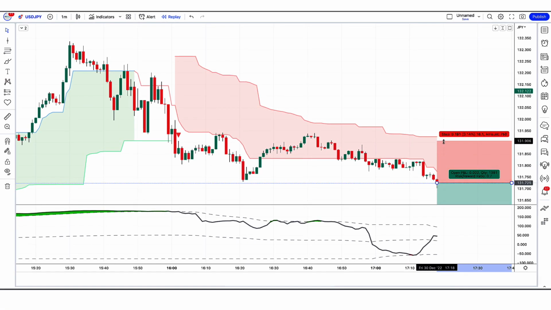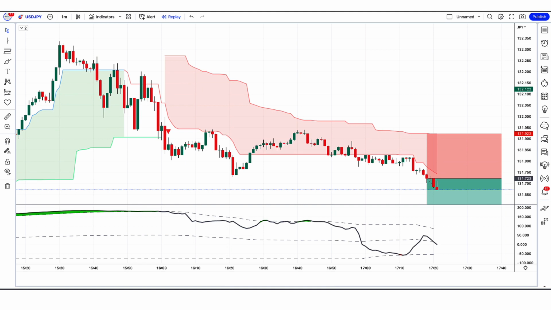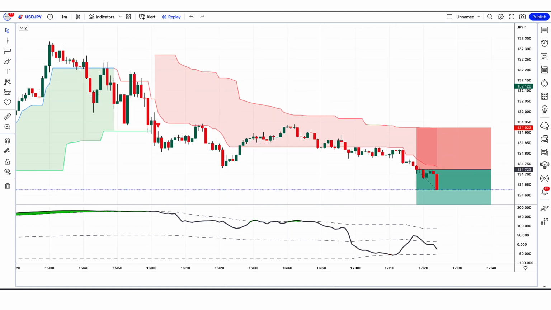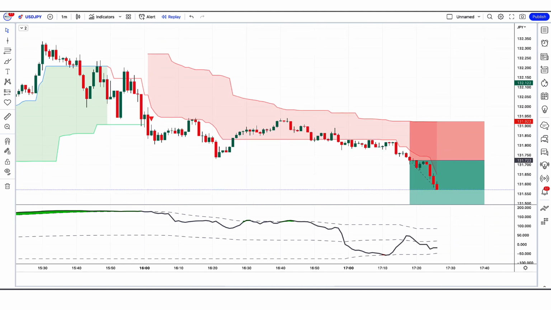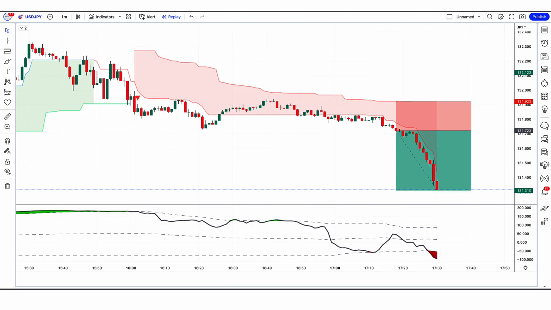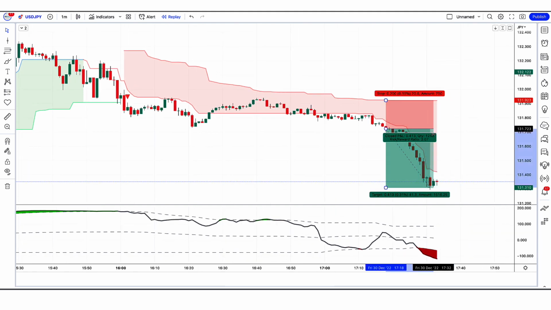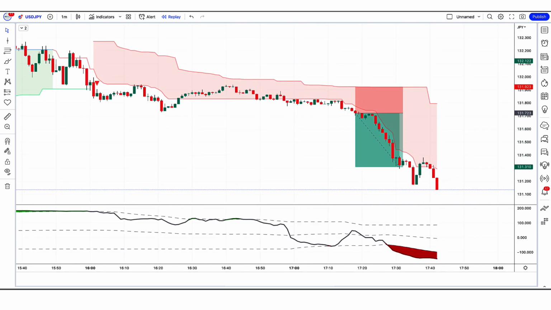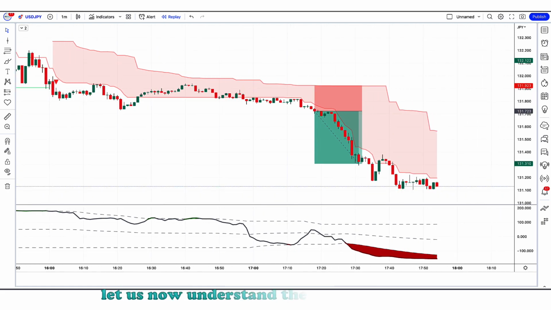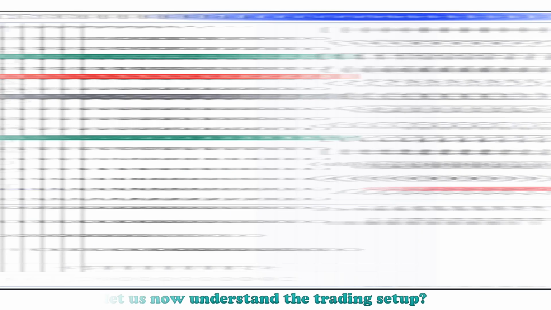Our stop loss will be placed at the follow line trend indicator of higher line. And the risk to reward ratio will be 1:2. Let's see what happens to our trade. Our trade is running in profit. We have won the trade. I hope you must have liked this trading strategy. Now let's see how we made our setup.